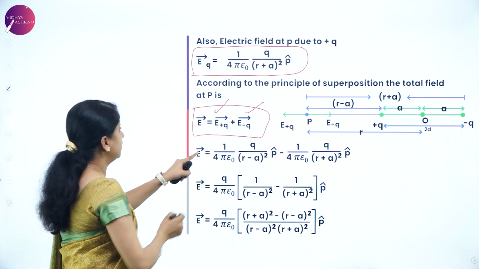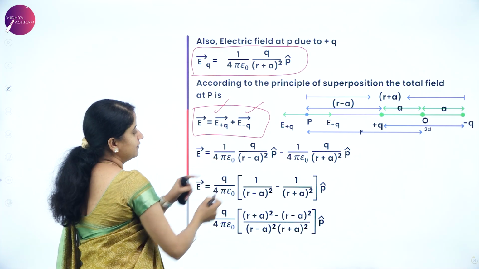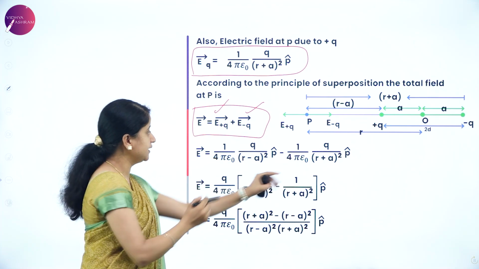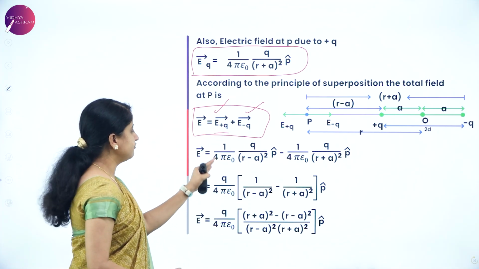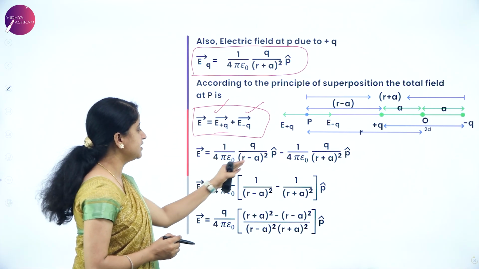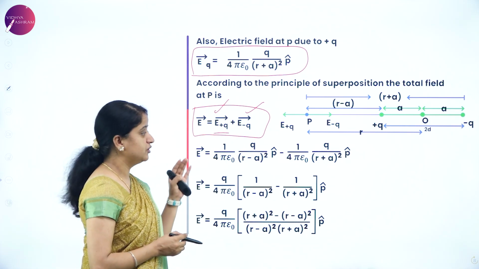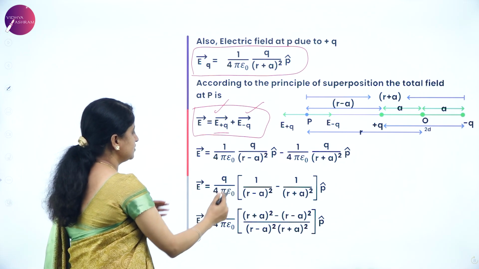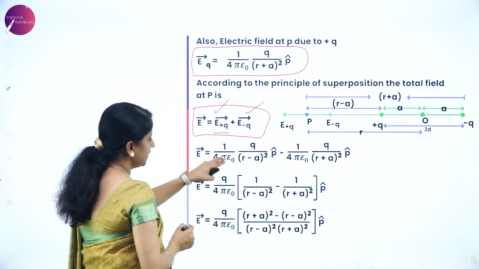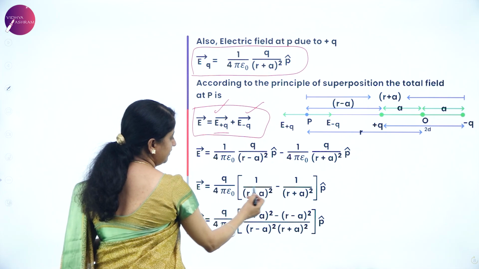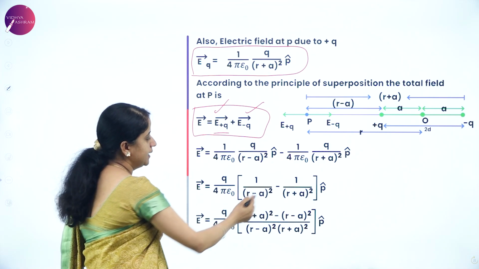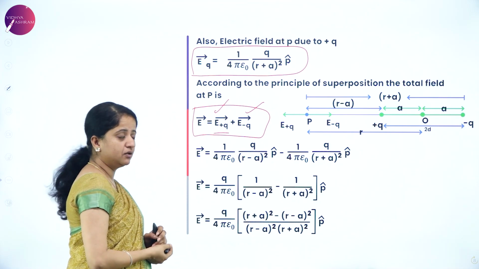We get E is equal to 1 by 4 pi epsilon naught Q divided by (r plus a) the whole square, that is due to plus Q, and 1 by 4 pi epsilon naught Q divided by (r minus a) the whole square into p cap, that is due to minus Q. Now from these two we can take Q divided by 4 pi epsilon naught common, and we remain with 1 divided by (r minus a) the whole square minus (r plus a) the whole square into p cap.